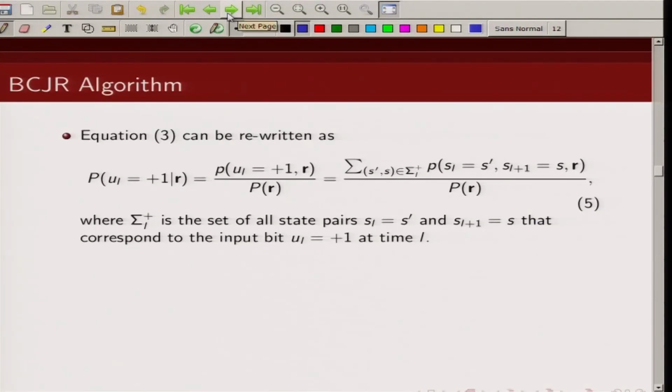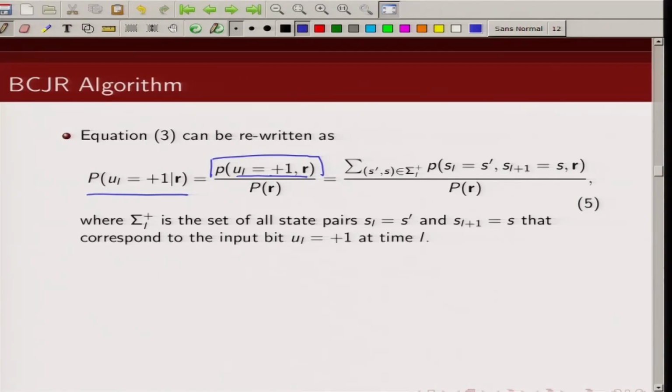So, let us see how we do it. Again, we go back and look at the probability of UL being +1 given our received sequence R. As we have written, this can be written as the joint probability of UL being 1 and receiving R, divided by the probability of R. Now, we are going to look at this expression. This is the joint probability of UL being +1 and the received sequence R having been received.